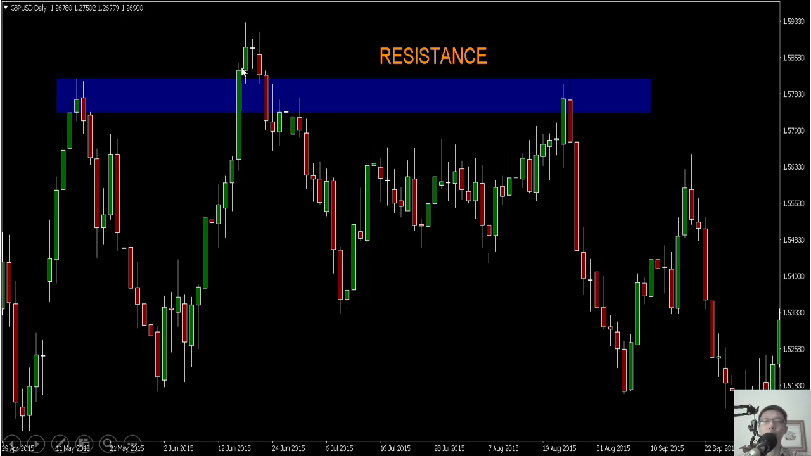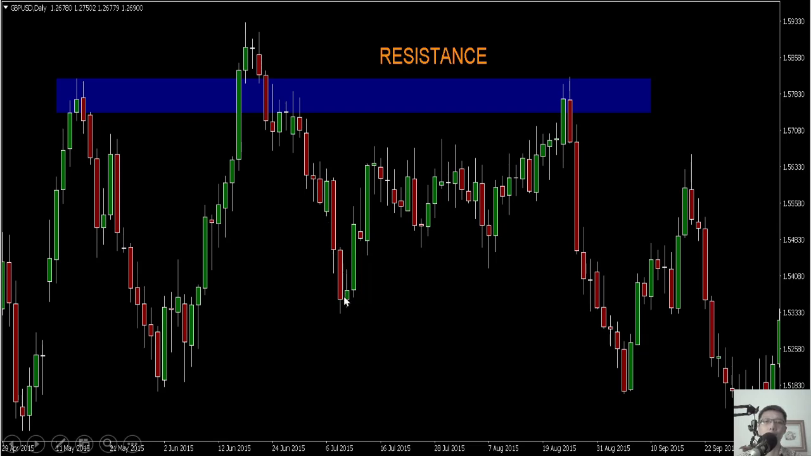Many retail traders think that, oh, this is a very good time to buy. So they place the buy position right here, and then price moves up for only one candle, and then price makes a doji. Then sellers come in and make the price go lower.